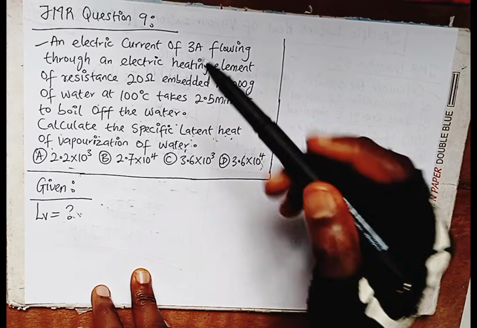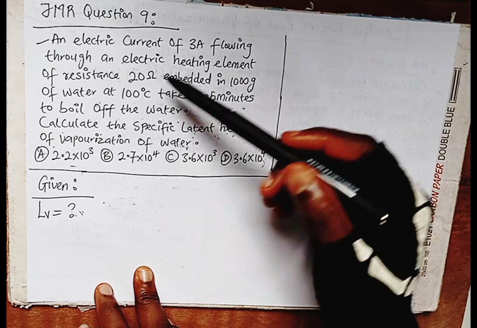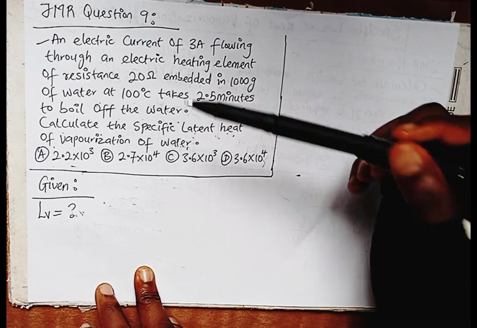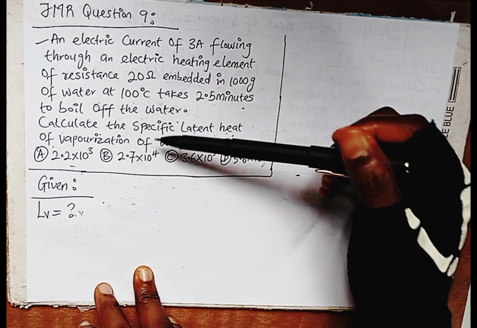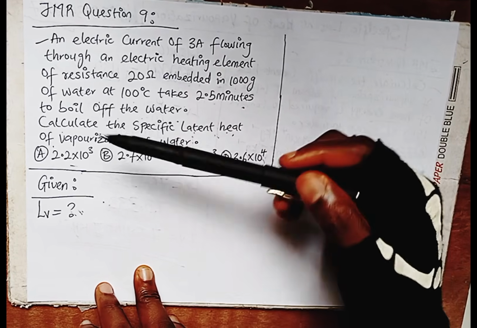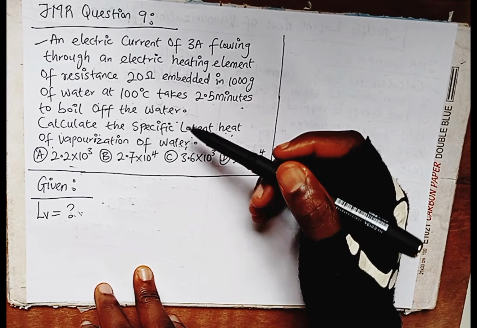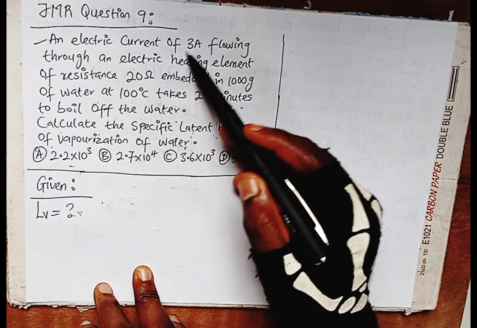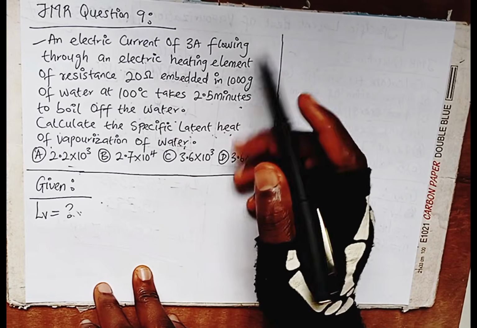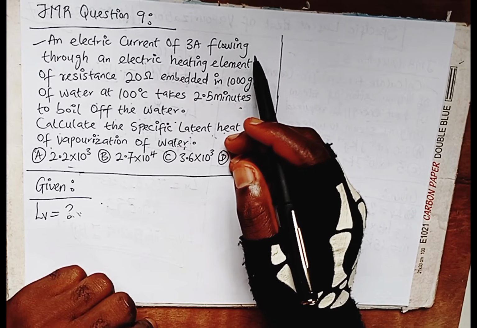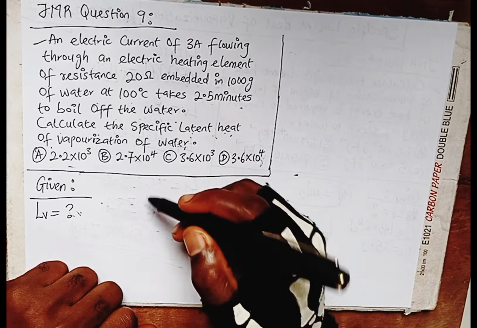So this is trying to tell us that this question relates specific heat capacity, or latent heat of vaporization, with electricity. So we are going to apply both formulas here. That's what it means. Because you can't abandon all these parameters. They gave them for a reason. So we are going to have to relate two formulas to get this answer.